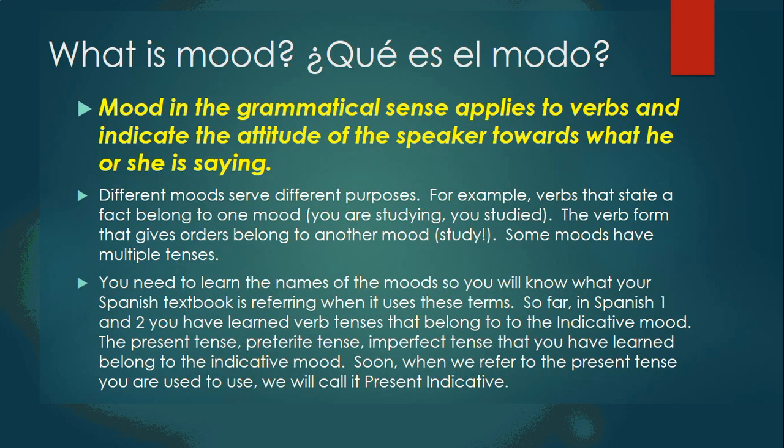You need to learn the names of the moods so you will know what your Spanish textbook is referring to when it uses these terms. So far in Spanish 1 and 2, you have learned verb tenses that belong to the indicative mood. The present tense, the preterite tense, and the imperfect tense that you have learned belong to the indicative mood. Soon, when we refer to the present tense that you are used to using, we will call it present indicative.